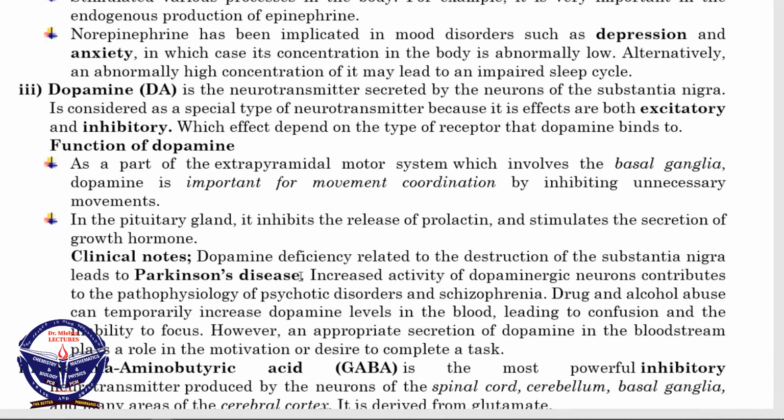For your level unaweza usielewe vizuri, lakini if you will be taking the HES faculty in your university level, it will be very easy. So increased activity of dopaminergic neurons contributes to the pathophysiology of psychosocial disorders and schizophrenia. So drugs and alcohol abuse can temporarily increase the dopamine level in the blood, leading to confusion and the inability to focus. However, an appropriate secretion of dopamine in the bloodstream plays a role in the motivation and the desire to complete a task.